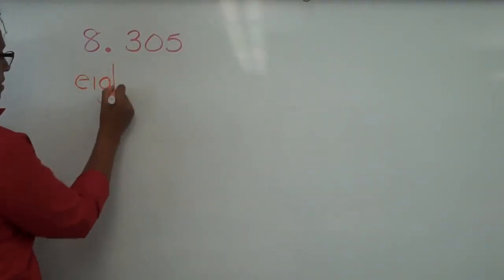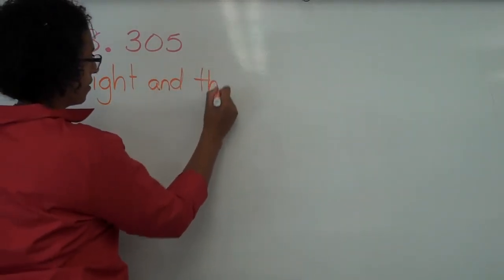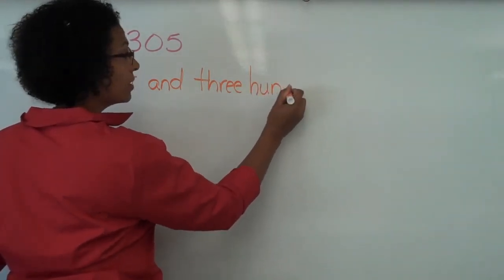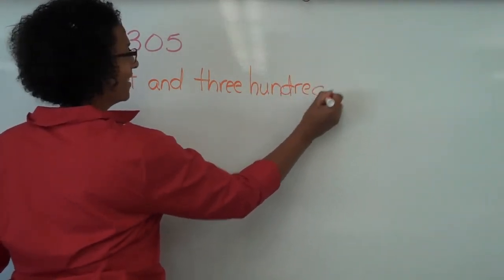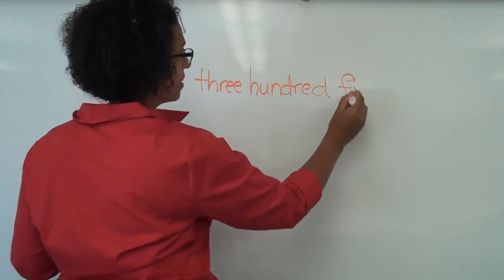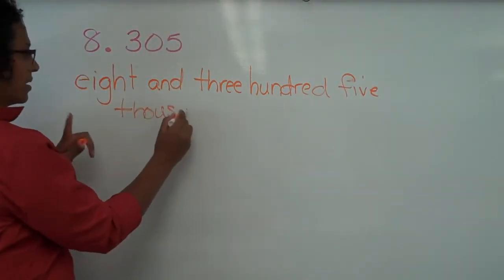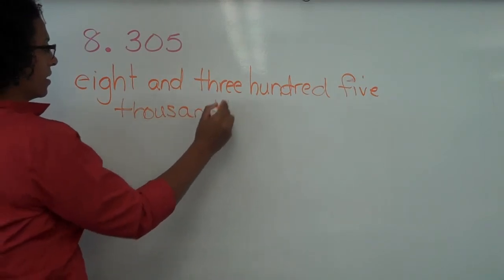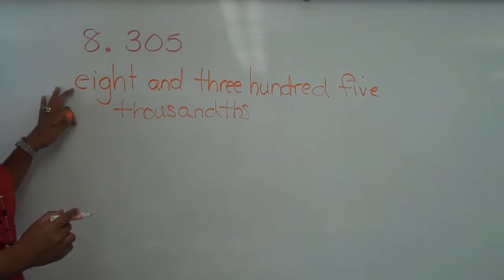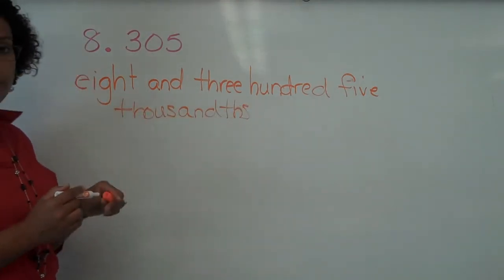8, and, don't forget your and, 300, spell out 5 thousandths. I'm going to write it underneath. Thousandths. It's a long one. Okay, so you can write it underneath if you have to. 8 and 305 thousandths. So make sure you reread to yourself and your reading should match up with this.